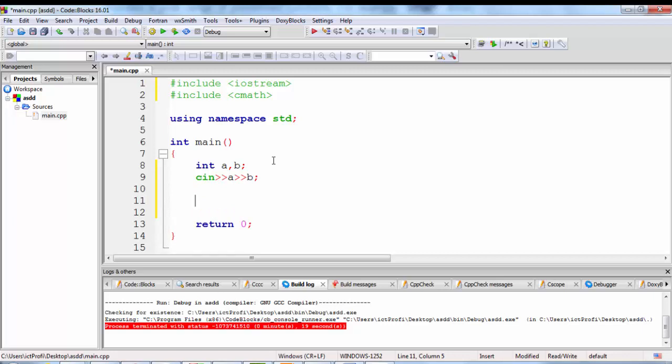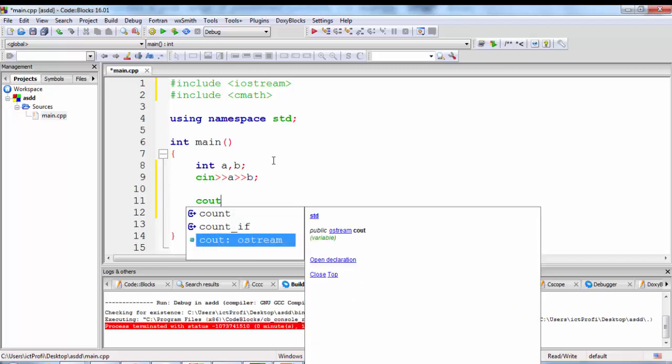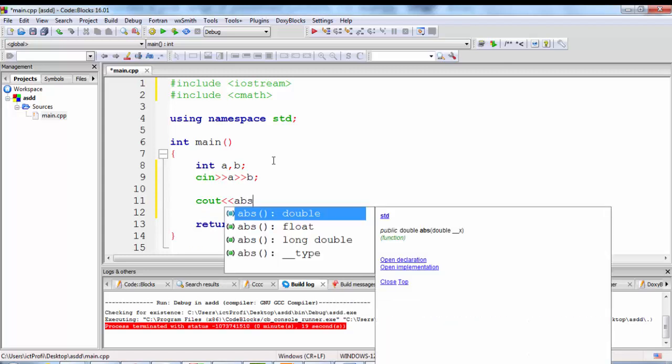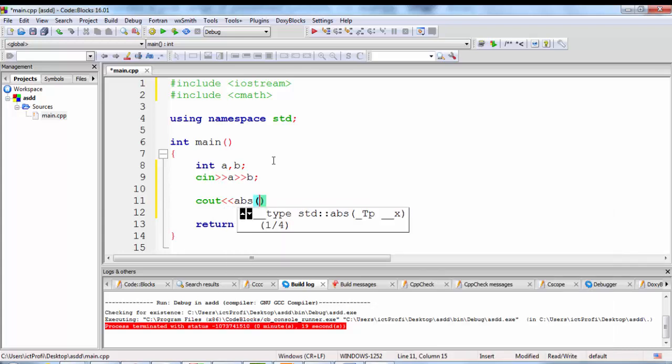Firstly, I'd like to practice with abs. Let's say cout abs. You know, abs stands for absolute. You can also press tab, and it's going to print all the text on the screen automatically. Now it requests a value. I'm going to write there a, and I'd like to put a space, and I'd like to also do another one, abs b.